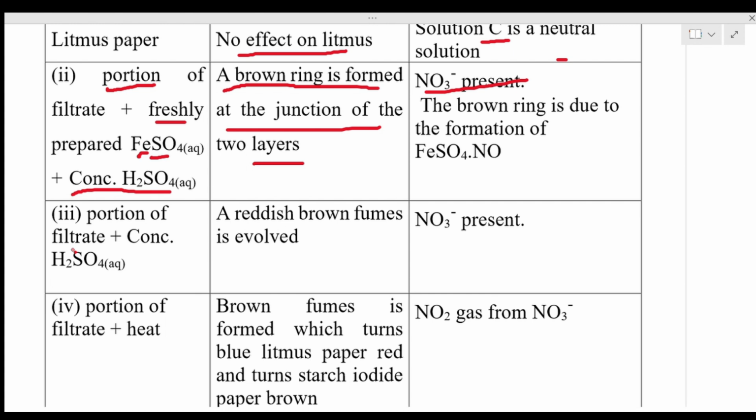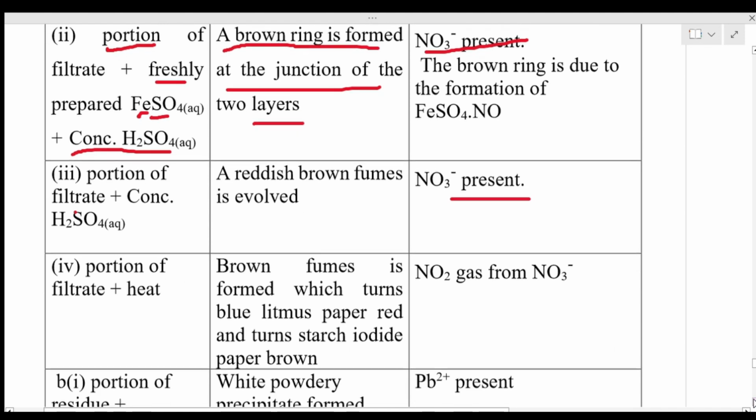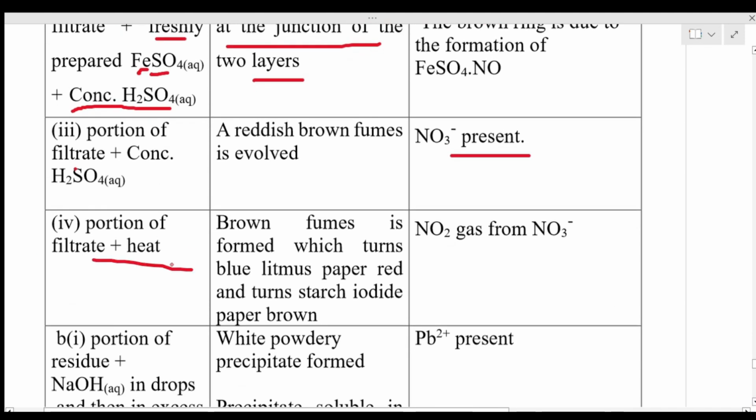Another portion of the filtrate plus conc, ordinary conc H2SO4. We have a reddish brown film that is formed, and NO3⁻ is what is present. What if they ask us to heat the filtrate? If you are heating the filtrate, you're going to have a brown fume is formed, which turns blue litmus paper red, and turns starch iodide paper what? Or starch iodide paper brown.